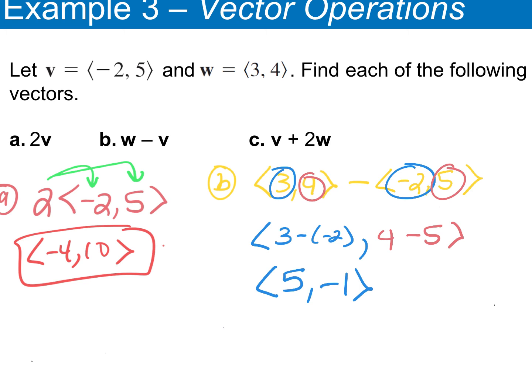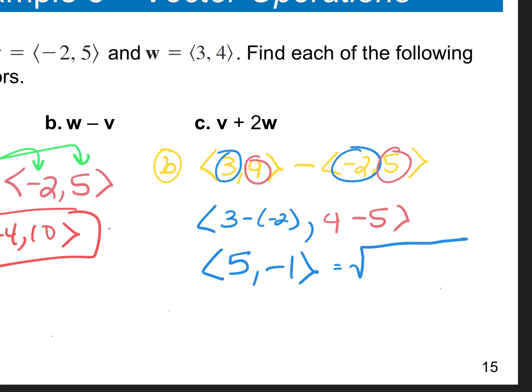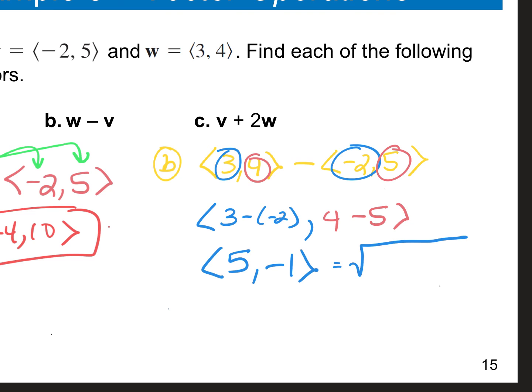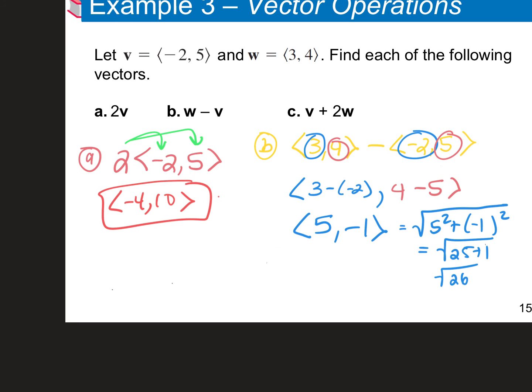Now, if I said to you guys, it doesn't ask you this, but if I said to you, what is the magnitude of that vector? How would you find the magnitude? You don't even have to plug in anything. 5 squared plus -1 squared. So it's 25 plus 1. The magnitude, or the length of this vector, is the square root of 26. Questions? The last one says V plus 2W.